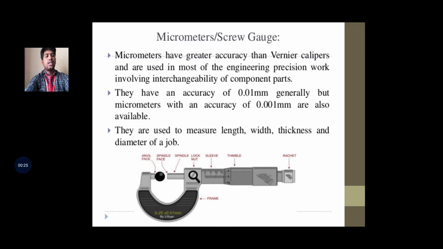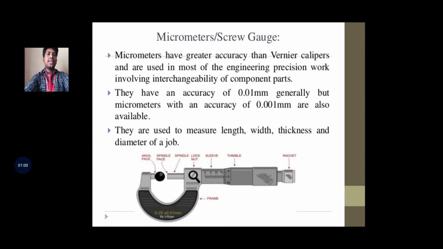Today we are seeing the topic of the micrometer. A micrometer is an instrument used for making measurements of components. Mostly it is used to identify the diameter of the workpiece. It is also used to identify the thickness of the workpiece. Mostly it is used in mass production to identify the diameter and thickness of the workpiece, and it is also used to measure the length of the workpiece.